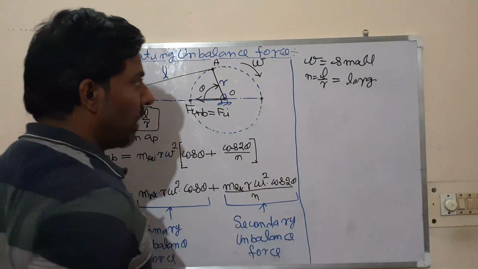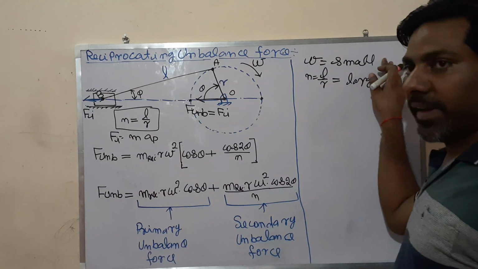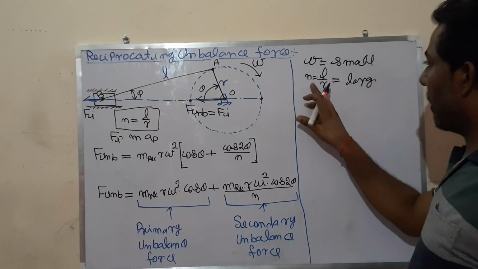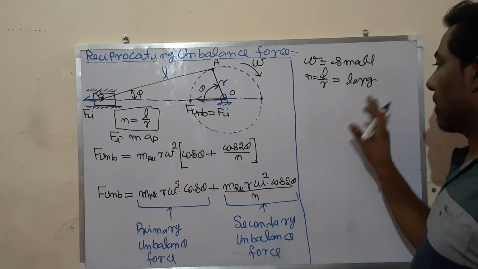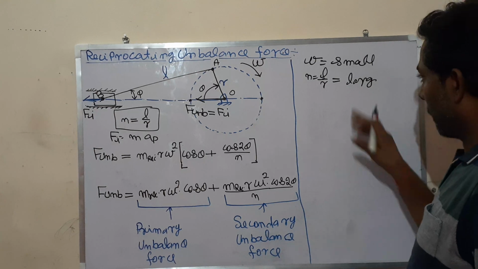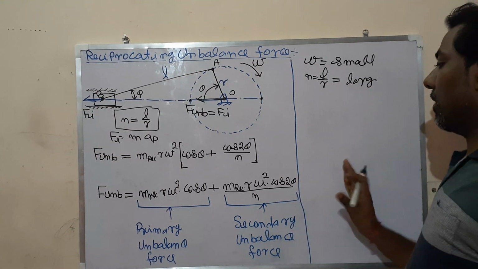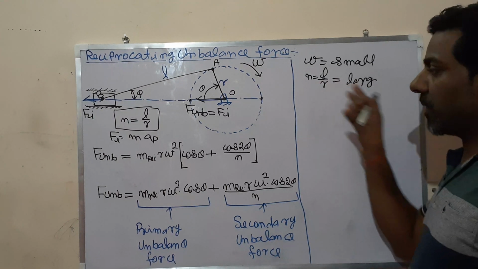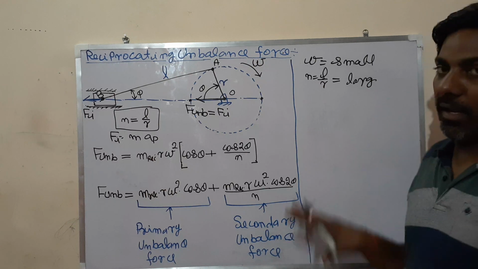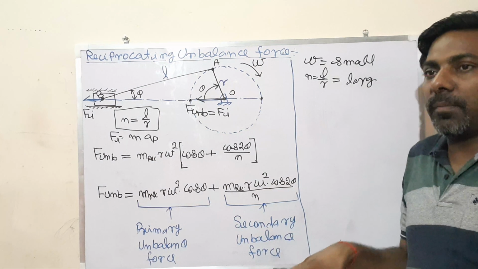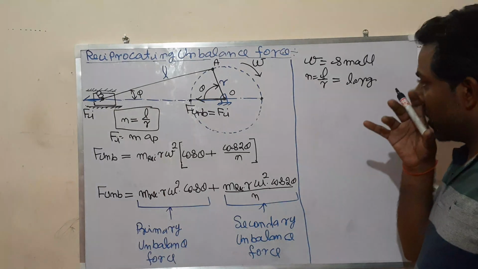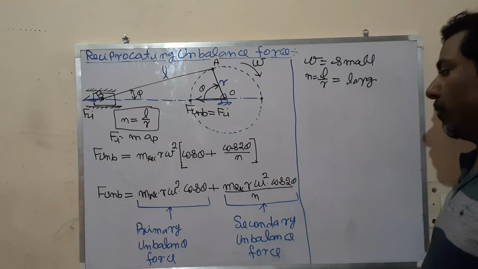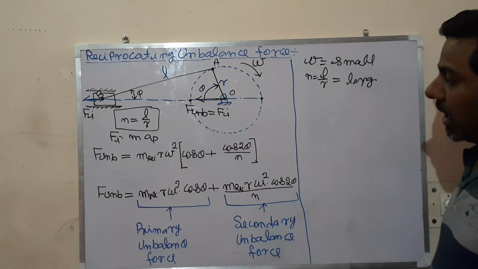So the higher order term can be neglected when the speed of the engine is very small, or moderate, not more than moderate, and the value of n is large, that is more than 3 to 4. Then we can neglect the higher order term. If the speed of the engine is large or the value of n is very small, then the higher order term cannot be neglected. You have to consider that term also for the balancing. So for the high speed engine, you have to consider the other term and balance that unbalanced force also.